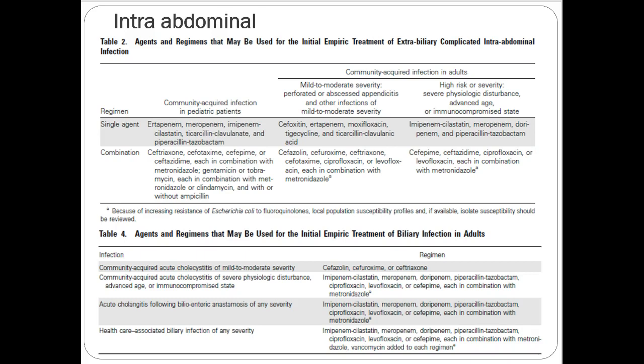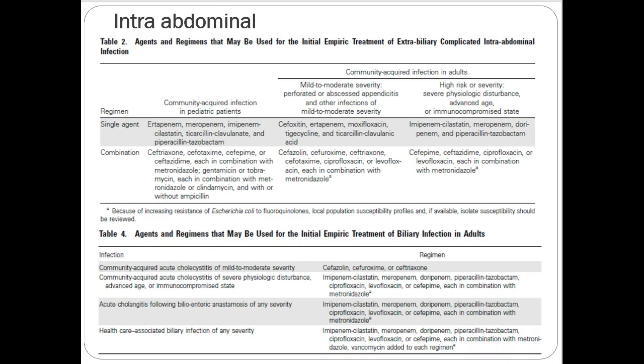For intra-abdominal infections, you've got Table 2 and Table 4 on this slide. Table 2 is extrabiliary complicated intra-abdominal infections. So you have community-acquired infections, single agent and combination, and then mild to moderate and high risk. These would be things like your appendicitis, your diverticulitis. Really what you want to do is cover E. coli and cover Bacteroides fragilis, which is anaerobic bacteria.